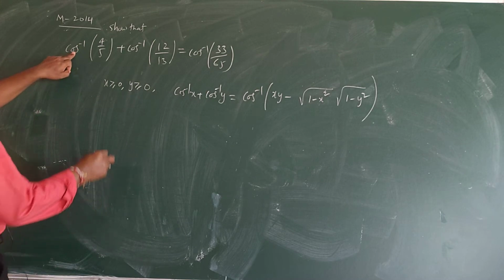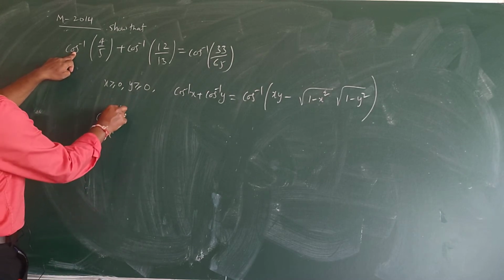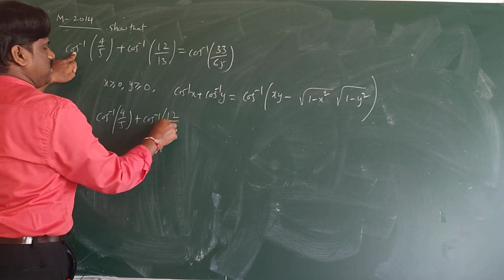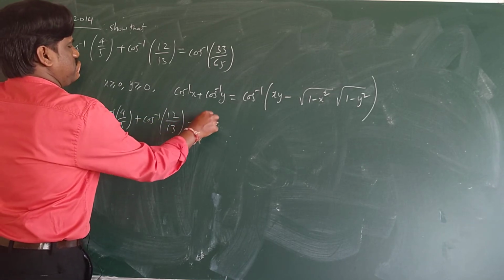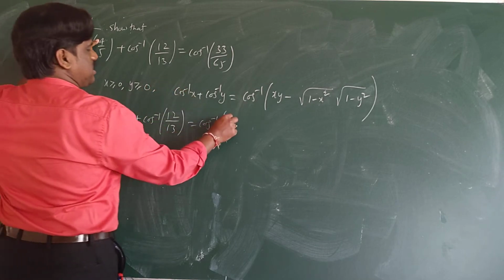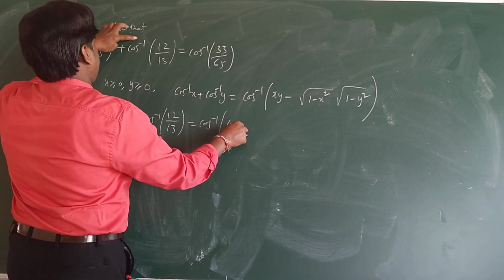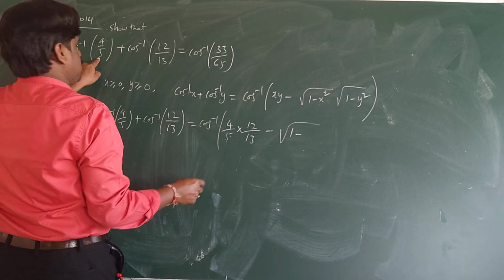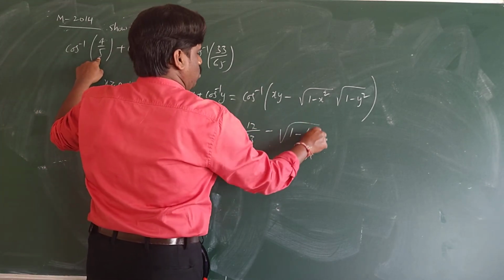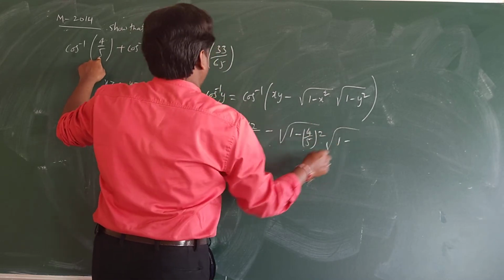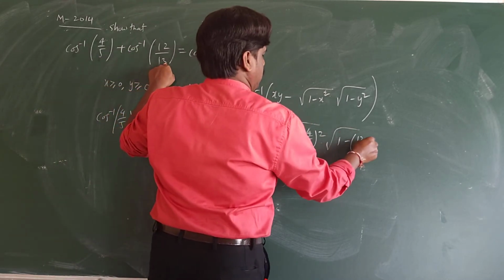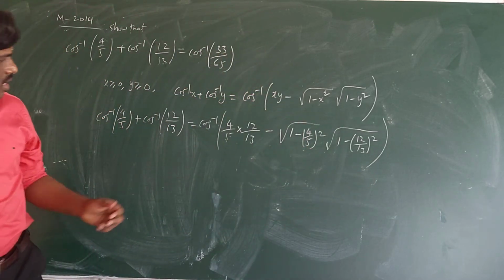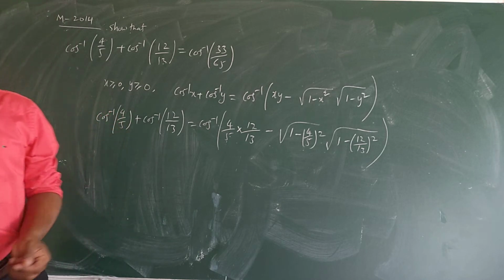So the answer for this one will be cos inverse 4 by 5 plus cos inverse of 12 by 13 is equal to cos inverse of x into y, where x is 4 by 5 and y is 12 by 13, minus under root of 1 minus x square, that is 4 by 5 whole square, into under root of 1 minus y square, that is 12 by 13 whole square. This came from the cos A plus B formula only.